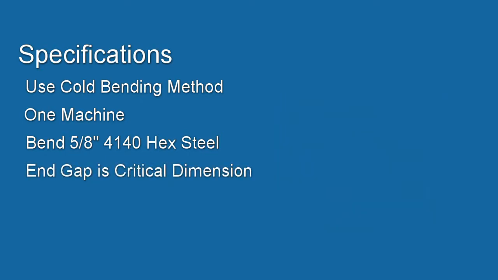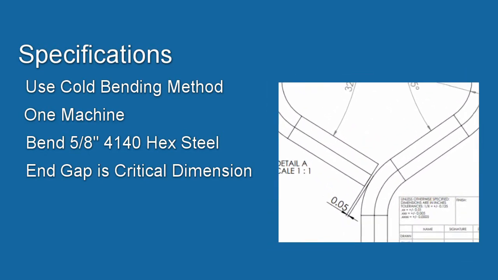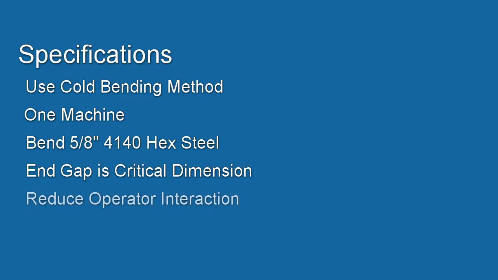Fourth, the gap at the end of the handle seen in the attached figure on the bottom right needs to be minimized, which is smaller than 0.05 inches. Fifth, the amount of user interaction needed to be reduced. This would result in a more automated process that would require the operator to only load the part and remove it from the machine once the part was completed.